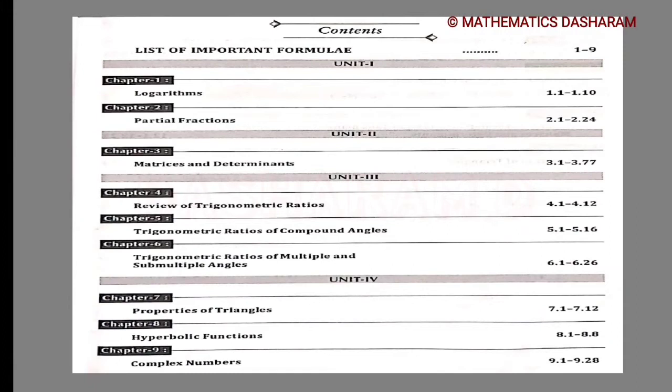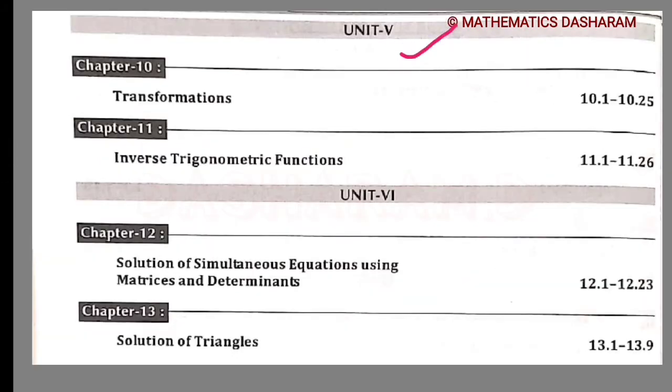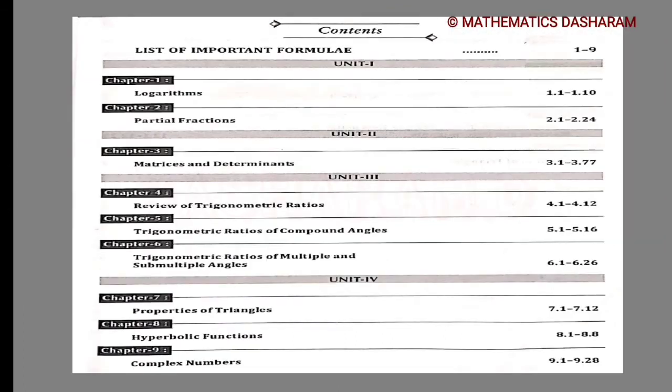Dear students, welcome to Polytechnic first semester subject mathematics. In this subject there are a total of 6 units: first, second, third and fourth, next the fifth unit, and finally the sixth unit. In the first unit there are two chapters. The first chapter is logarithms and the second chapter is partial fractions.